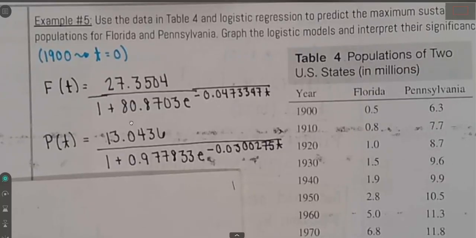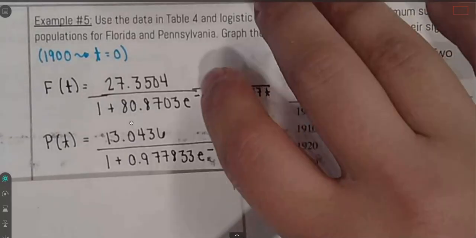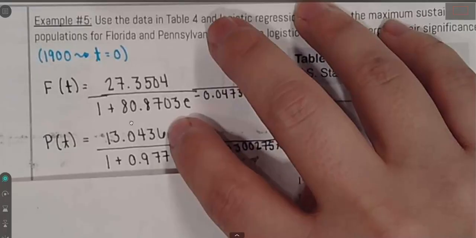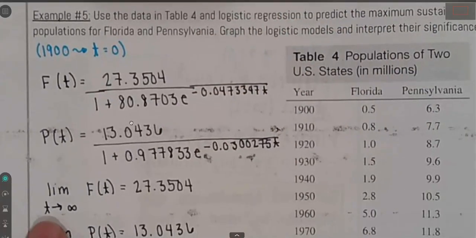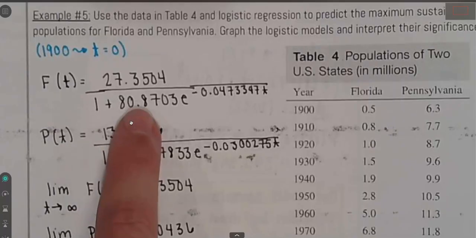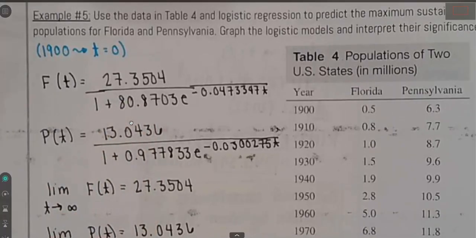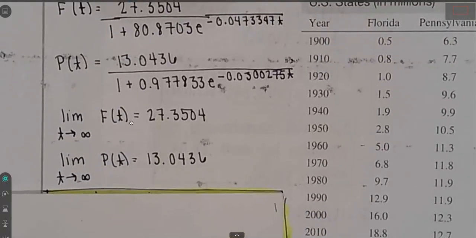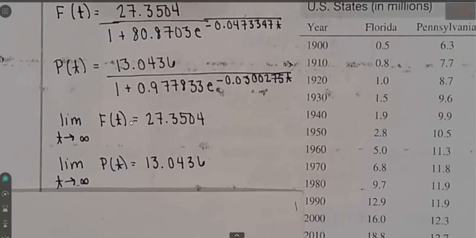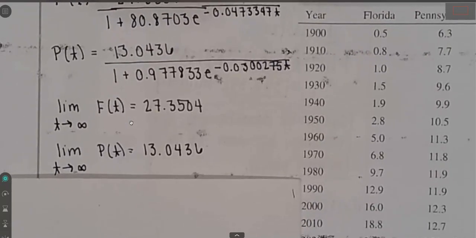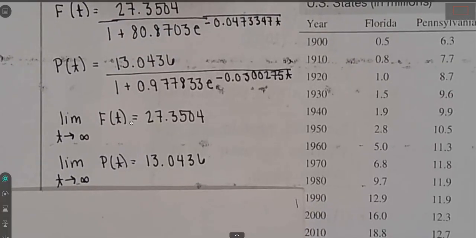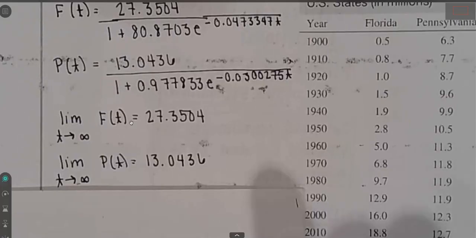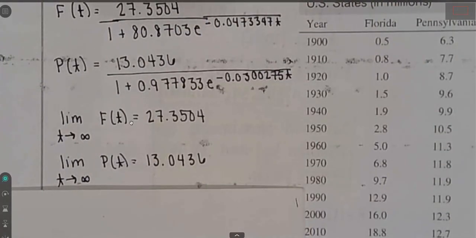One of the big differences between logistic functions and exponential functions is that logistic functions have a limit. The limit is going to be the numerator, whatever the numerator is. So the limit for Florida is 27.3504, and the limit for Pennsylvania is 13.0436. Is everyone okay so far? Yes. How does it determine the limit? Do you have to put that in? It's the top number. Oh, it's a regression model, so it will tell you.